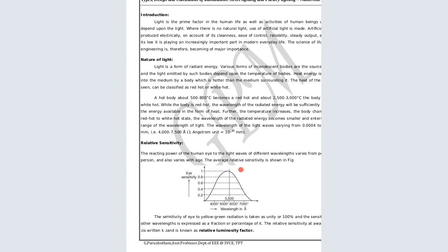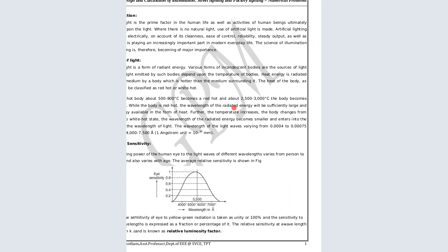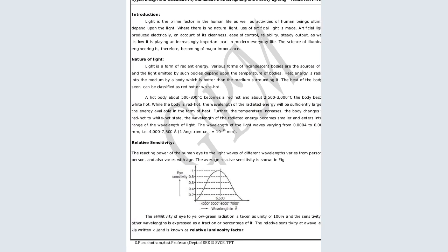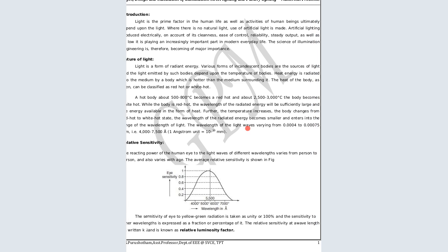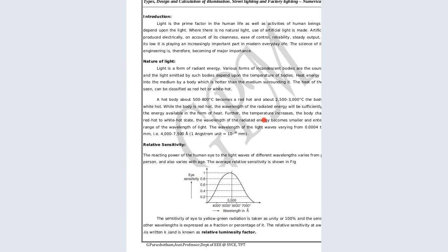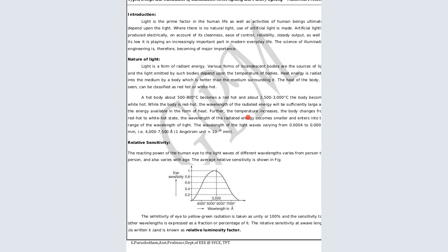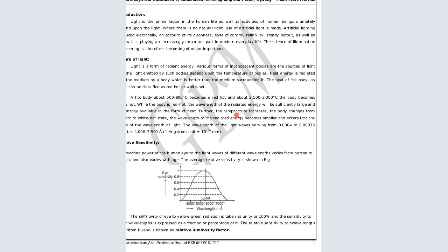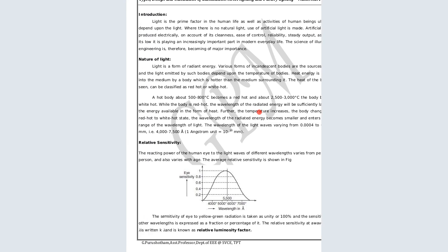Natural light is light in the form of radiant energy. Various forms of incandescent bodies are the sources of light, and the light emitted by such bodies depends upon the temperature of the bodies. Heat energy is radiated into the medium by a body which is hotter than the medium surrounding it. The heat of the body can be classified as red hot or white hot.